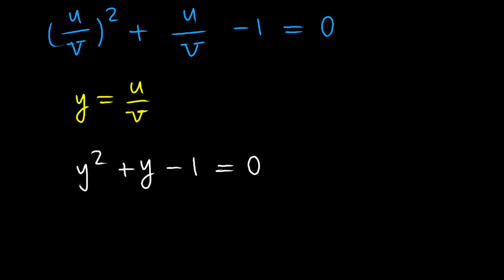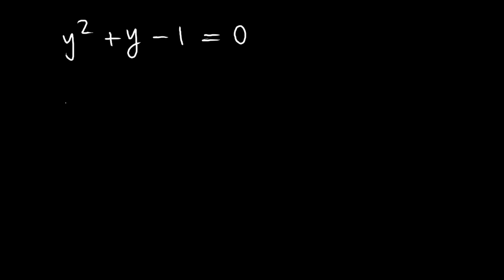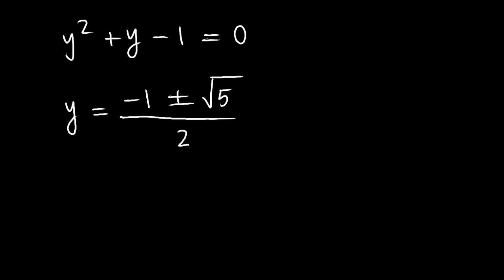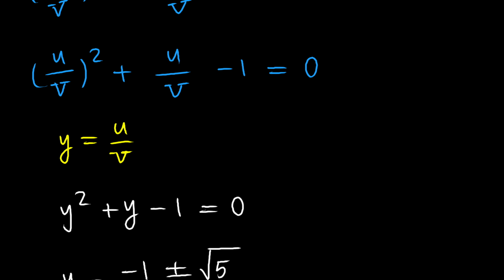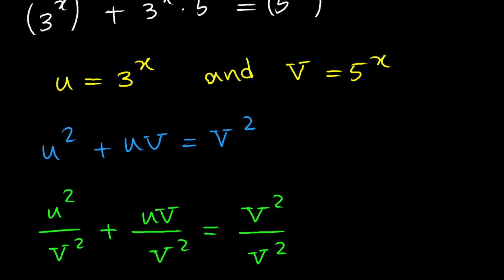This is a fairly easy quadratic equation that can be easily solved by using the quadratic formula. So I can say that y equals -1 plus or minus square root of 5 divided by 2. Now, notice that y is equal to the quotient u divided by v, and remember that both u and v are positive quantities because u equals 3 to the power of x and v equals 5 to the power of x. Therefore, the quotient u divided by v is a positive quantity. Therefore, y is a positive quantity.